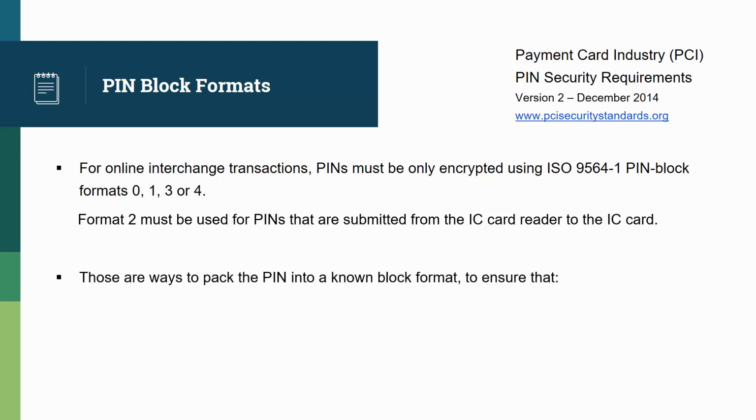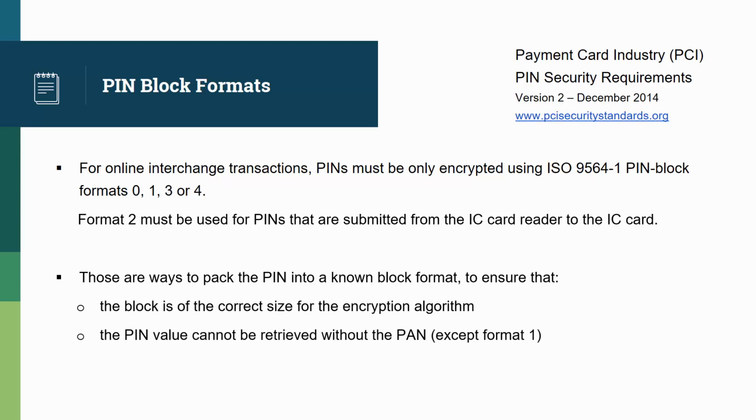PIN blocks are ways to pack the PIN into a known block format, to ensure that the block is of the correct size for the encryption algorithm. Typically, formats 0, 1, and 3 are for triple DES on 64 bits or 8 bytes, and format 4 is for AES on 128 bits or 16 bytes. And the PIN blocks ensure that the PIN value cannot be retrieved without the PAN, except format 1. So if you get your hands on an encrypted PIN block, and somehow manage to get the encryption key, you cannot retrieve the PIN unless you know the PAN for the transaction, except with format 1.